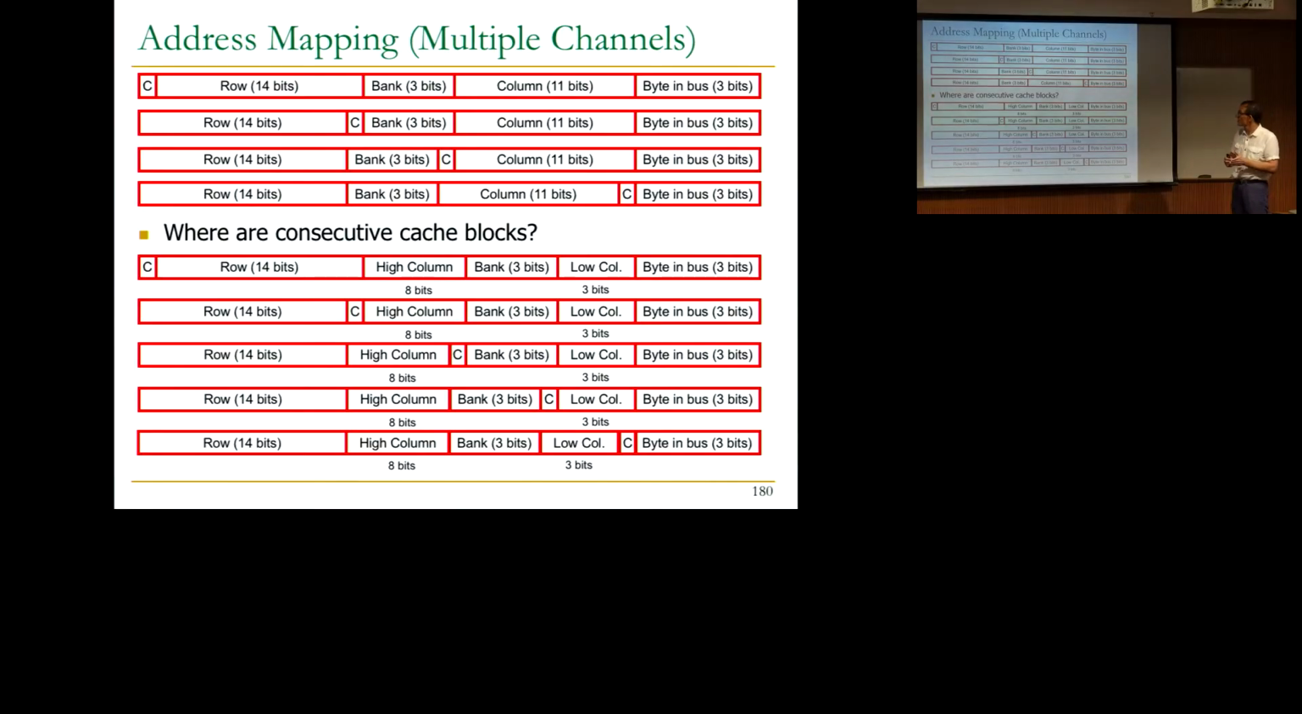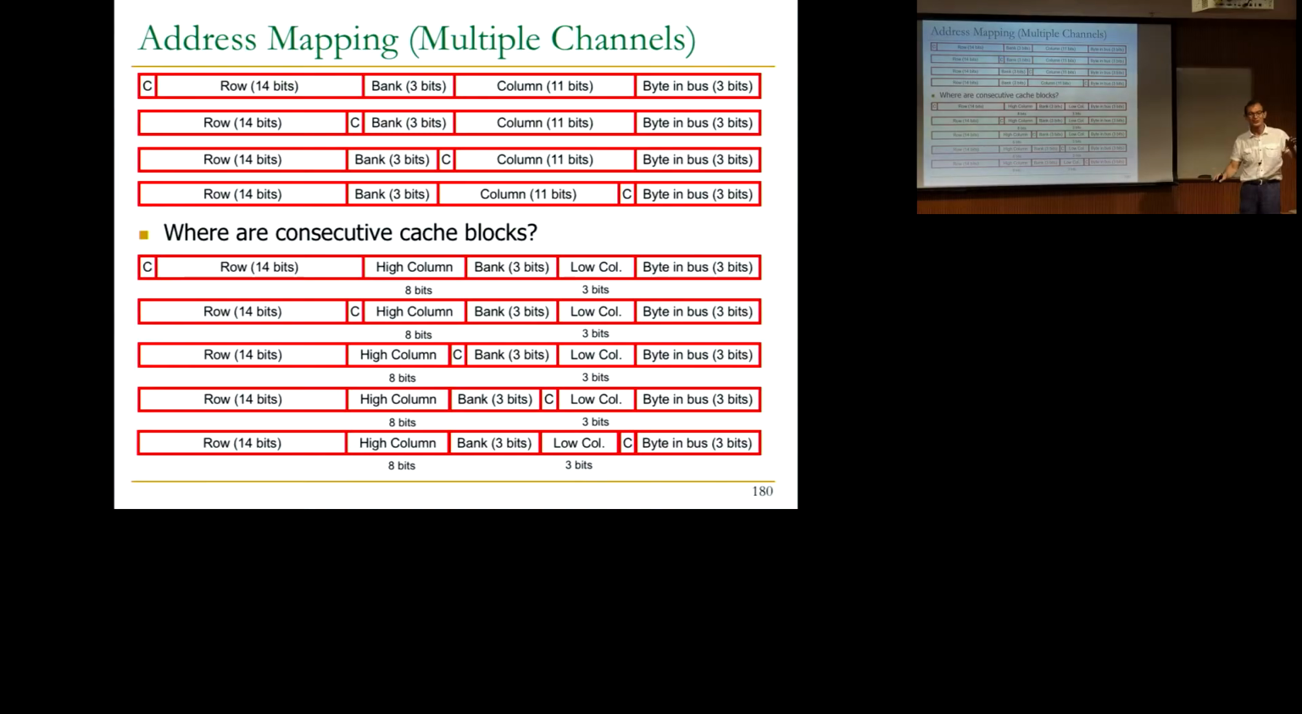They're selected based on, let's say, cache block interleaving. That's one of the popular choices. Cache block 0 is here. 1 is in the other channel. 2 is here. 3 is in the other channel. So odd cache blocks are in one channel. Even cache blocks are in another channel.